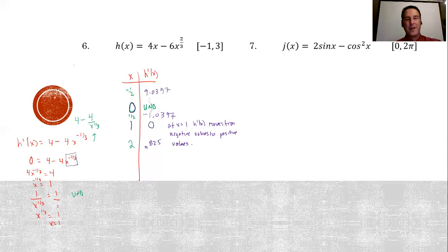Okay, and so if you go from negative values to positive values for your derivative function, that means that you have a minimum of some type. Okay, we'll look at that more closely in a second. All right, so a lot of things to look at.